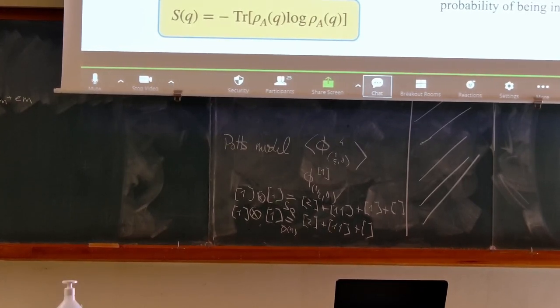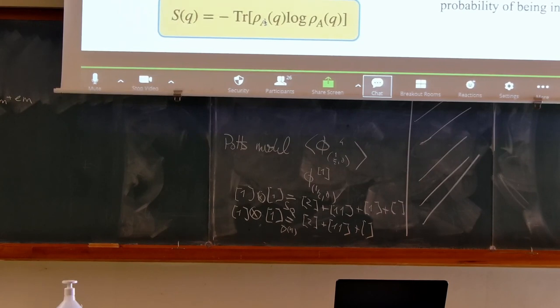Notice that this object, taking out this P_Q, is normalized in such a way that the trace of rho_AQ is equal to one. And so it's a well-defined, normalized density matrix. And so we can define the symmetry resolved entanglement of the sector Q as the von Neumann entropy of this density matrix within the sector Q.